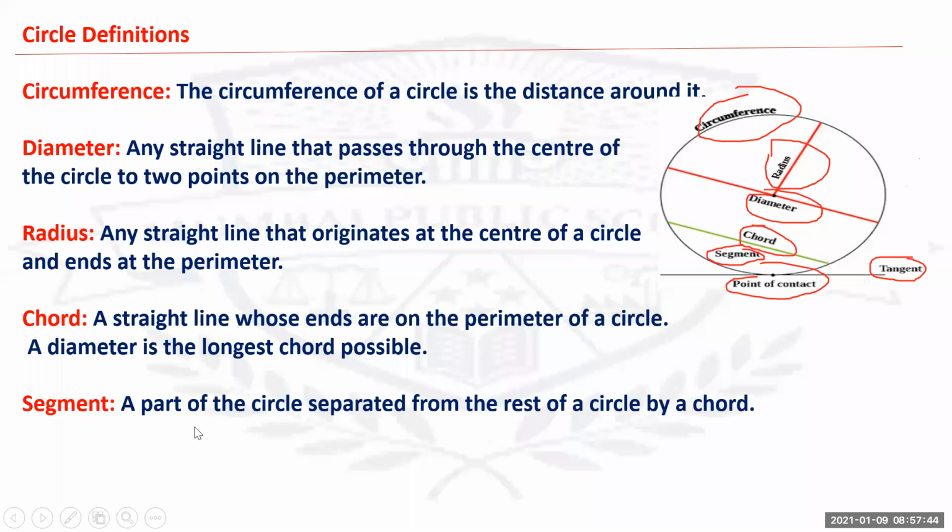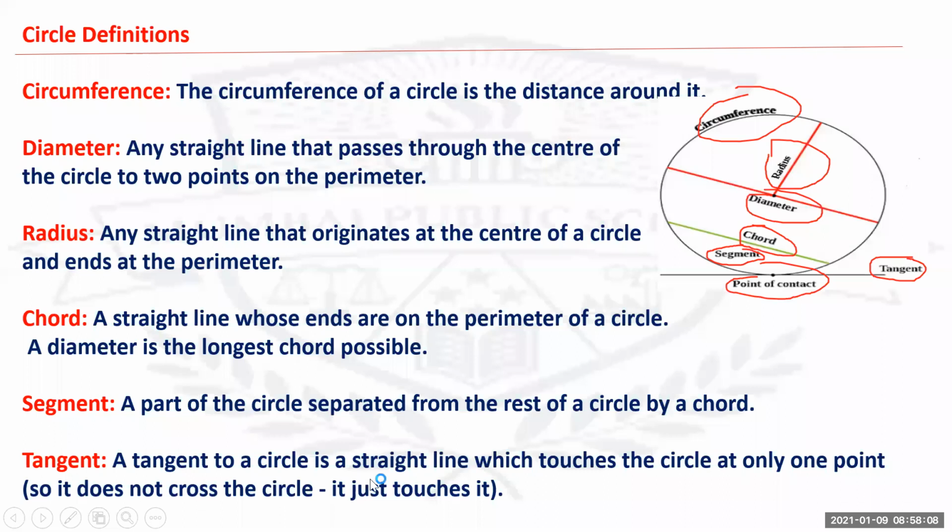A segment: a part of a circle separated from the rest of the circle by a chord. Understand this. So the part which is separated from the rest of the circle. Check this part and this part. When you draw a chord, the circle is divided into two parts. So those parts are called the segments of the circle.